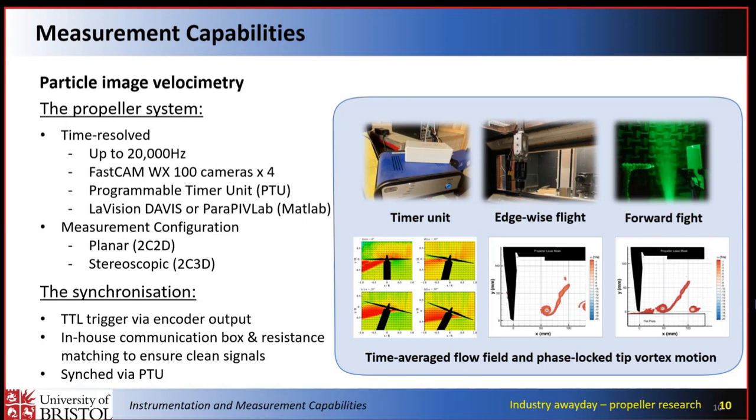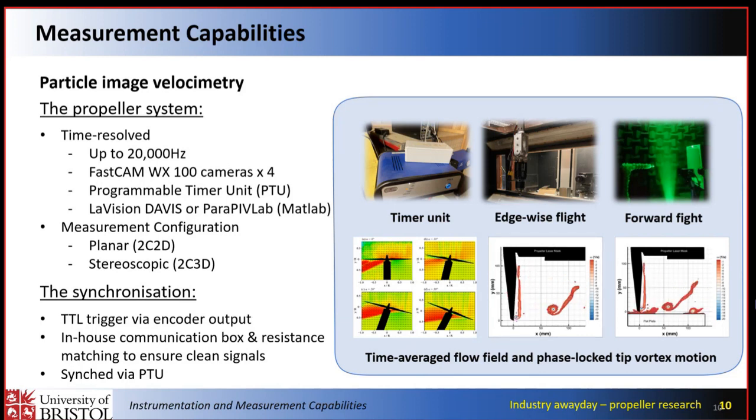So another type of flow measurement that we do is particle image velocimetry. This is relatively newer as compared to hot wire probe, because we started doing this since 2 years ago, maybe.